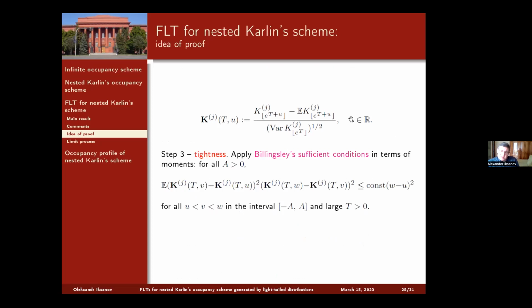To prove tightness, we use standard sufficient conditions for tightness in the Skorokhod space borrowed from Billingsley's book. These deal with mixed moments of two increments, and in our particular setting, take the following form. The most important thing is to obtain a uniform bound, which doesn't depend on capital T.